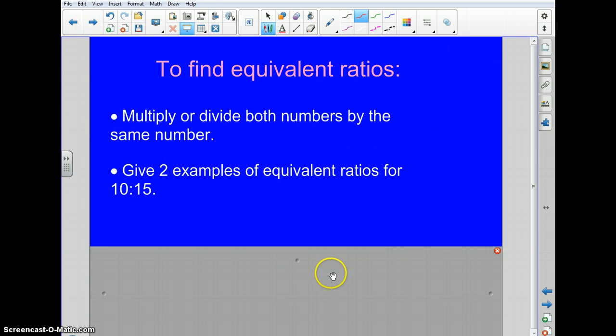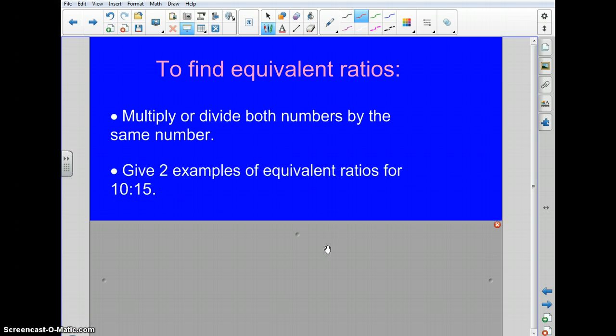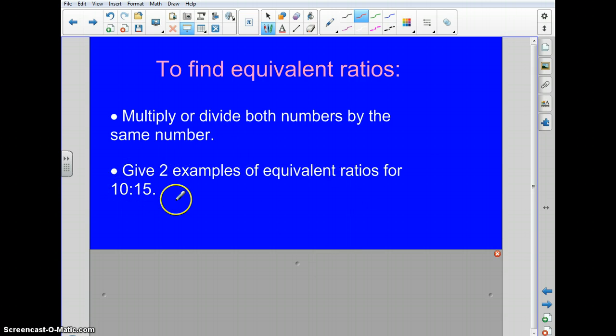Now on this one, to find equivalent ratios, they're going to give us a ratio, and they're going to ask us to find equivalent ratios. So we're going to multiply or divide both numbers by the same number to do that. Here's another way to write a ratio, and we're going to once again talk about those later, but you can write a ratio like this, 10 to 15.